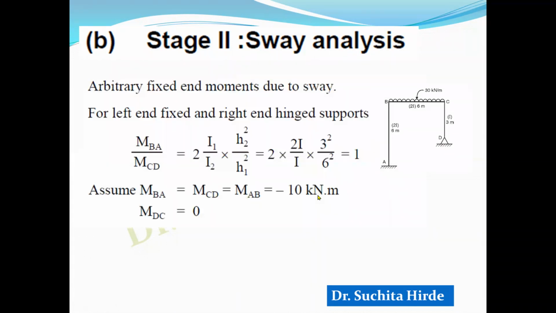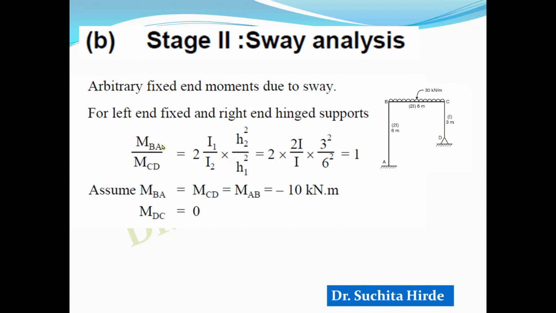For this case, we know that arbitrary sway moment is given by the ratio MBA upon MCD is equal to 2 times I1 upon I2 into H2 square upon H1 square. So here I1 is 2I, and I2 is I. H2 square, that is 3 square, divided by 6 square. From this we get it is equal to 1. So this ratio MBA upon MCD we got 1.